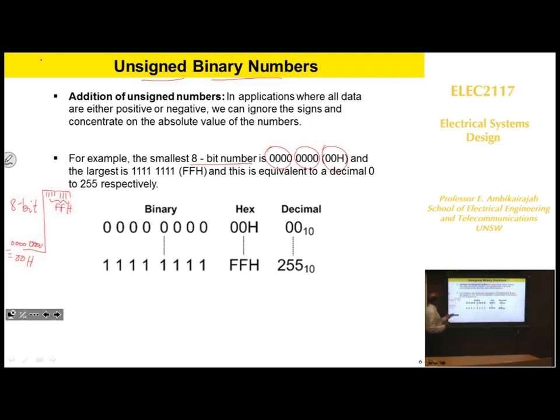So now if you want to write this in decimal, this is equal to 0 decimal, and that's equal to 255 decimal. So that's unsigned. If you have an 8-bit number, the lowest value is 0 and the highest value is 255. But in microcontroller or computer arithmetic, you need to use signed numbers. We'll come back to that in a minute.